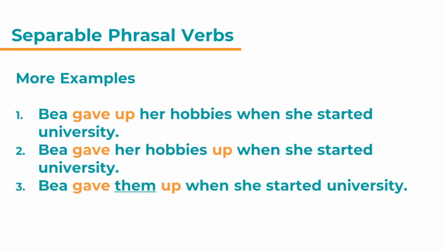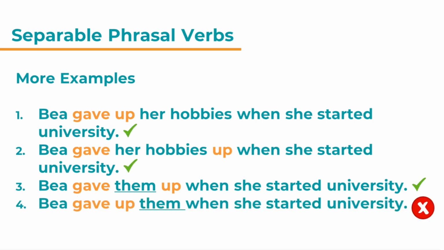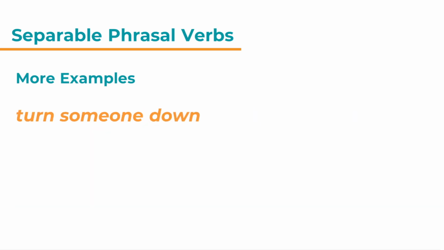Now what happens when we change her hobbies for the object pronoun them? The sentence is, Bea gave them up when she started university. And her hobbies has been exchanged for them. So the first 3 sentences are all correct. But number 4, Bea gave up them when she started university. No, this is incorrect.